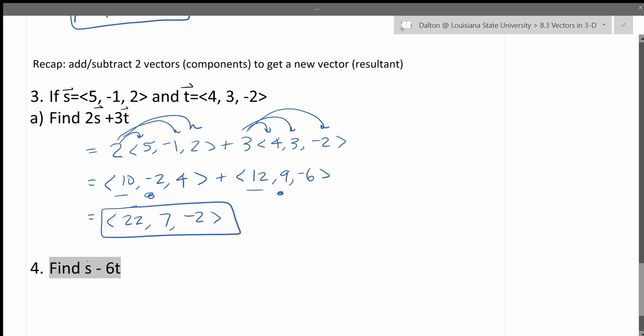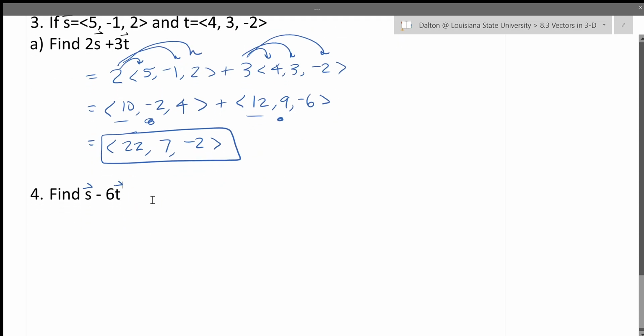So find vector S minus 6 times vector T. Same idea. Take vector S, which is 5, -1, 2. We're going to be subtracting 6 times vector T, 4, 3, -2. So here's where people tend to make mistakes. Your first vector stays the same, 5, -1, 2.